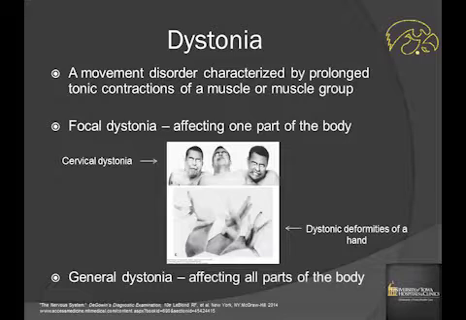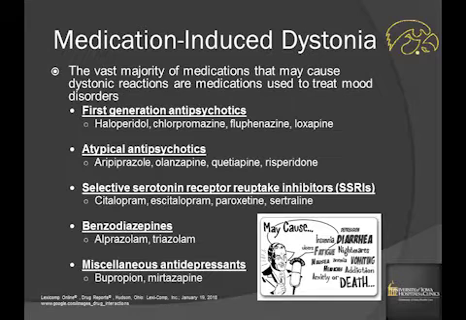So dystonia is a movement disorder characterized by prolonged tonic contractions of either a muscle or a particular set of muscle groups. Dystonia can be broken down into both focal dystonias, which are things that just affect one part of the body, and I've included some pictures here of specifically cervical dystonias and dystonias of the hand, or we can see general dystonias, which affect all parts of the body.